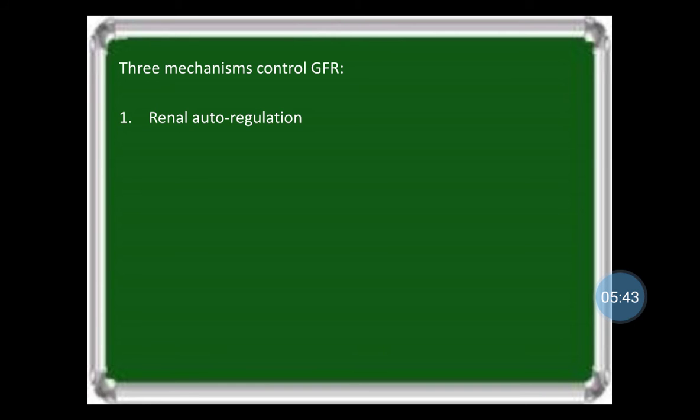Then there are three mechanisms which control the GFR. First is renal autoregulation, in which the kidney regulates the renal blood flow and the GFR. Then second is the neural.